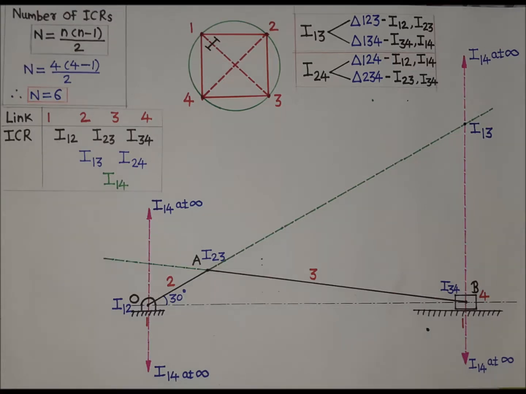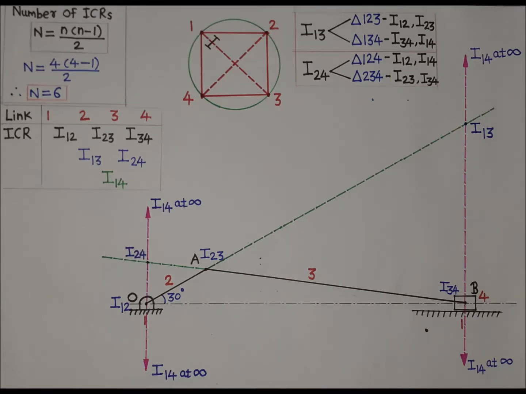Draw a line passing through I23 and I34. At the intersection of these two lines, we will have ICR I24.